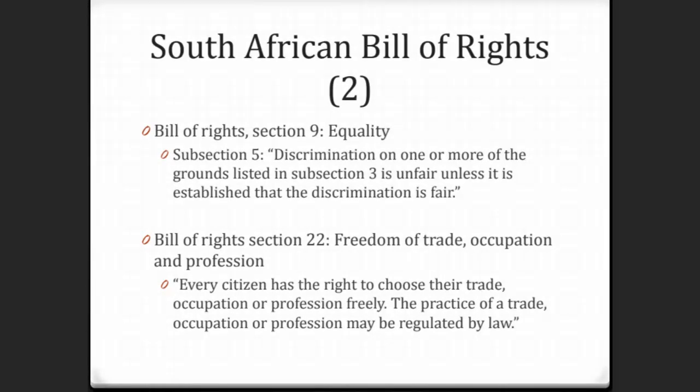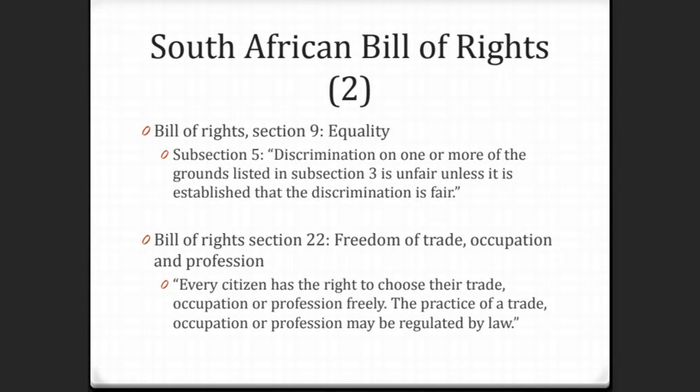So the Bill of Rights, Section 22, which is of course freedom of trade, occupation, and profession, states that every citizen has the right to choose their trade, occupation, or profession freely. The practice of trade, occupation, or profession may be regulated by law. So everybody is free. One cannot be constrained from participating in a particular occupation, trade, or profession because of the color of his skin or the gender he or she belongs to. Can you see? So one should be able to venture into the trade, occupation, and of course profession that he or she chooses to participate in.